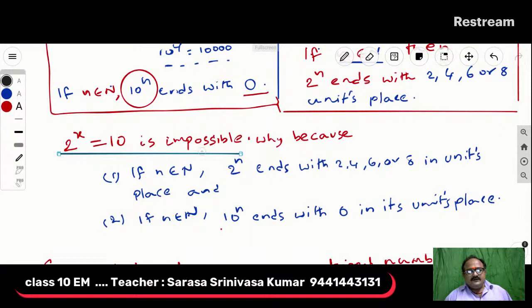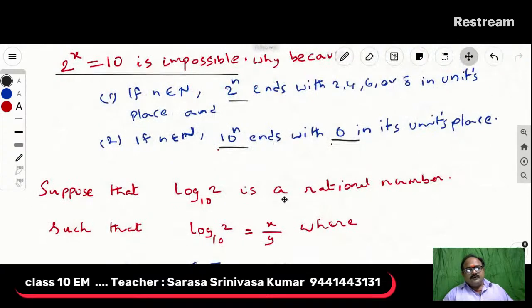Why? Because 2 power x ends with the digits 2, 4, 6 or 8 in its units place, whereas 10 ends with the digit 0 in its units place. So this is impossible. Hence, we can conclude that 2 to the power of x cannot be expressed in terms of 10.